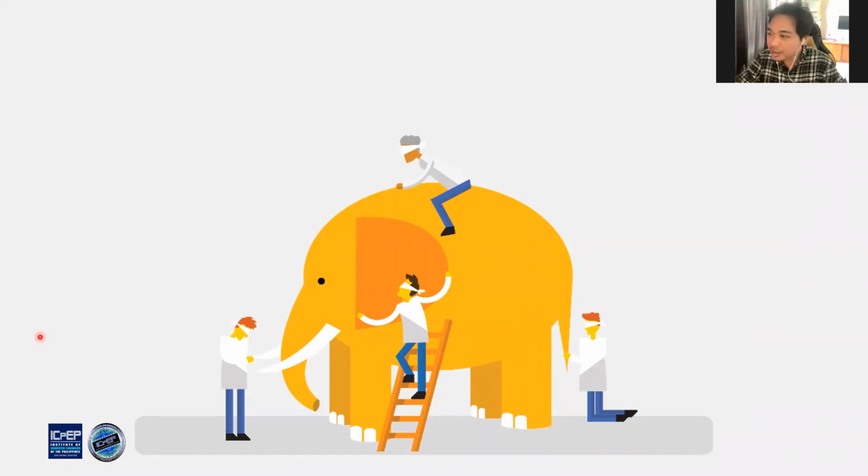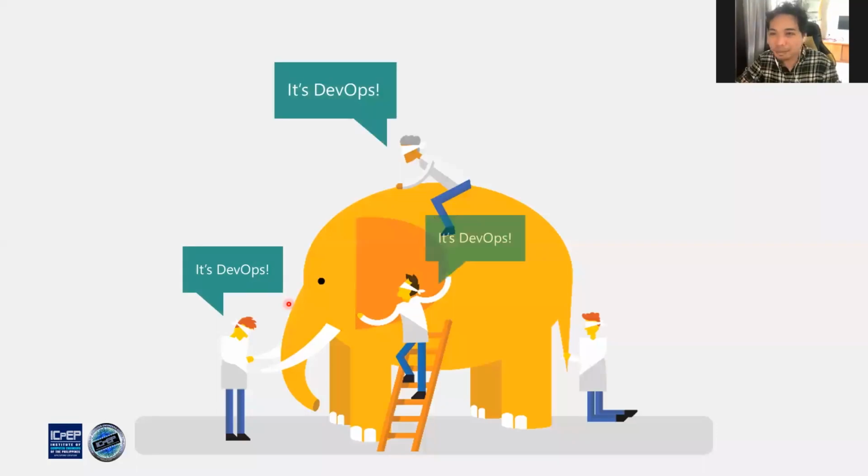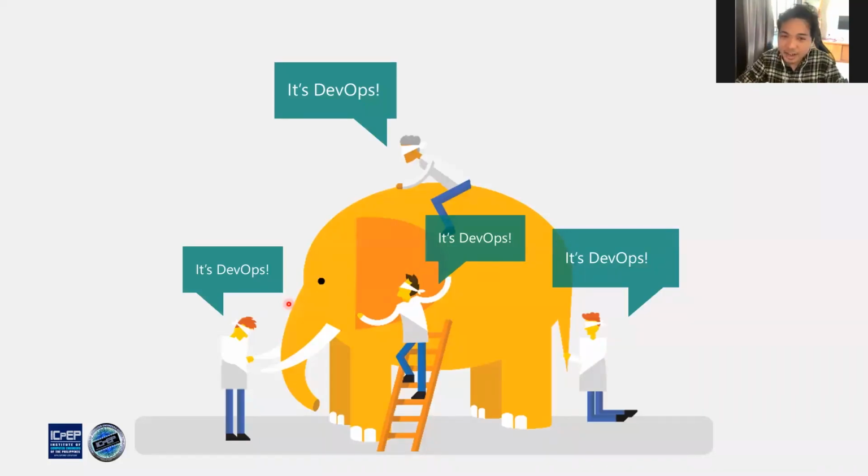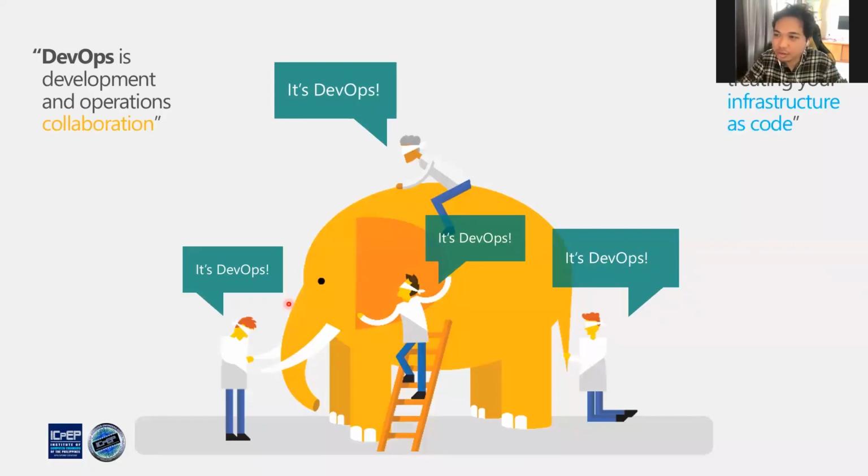So far, so good. They can say, "Now, hey, it's a DevOps." Pwede na nilang ma-explain kung ano ang DevOps. Again, also like what I've said, if pupunta kayo sa web sa Google or sa YouTube, you can encounter a lot of explanation or description of what DevOps is.